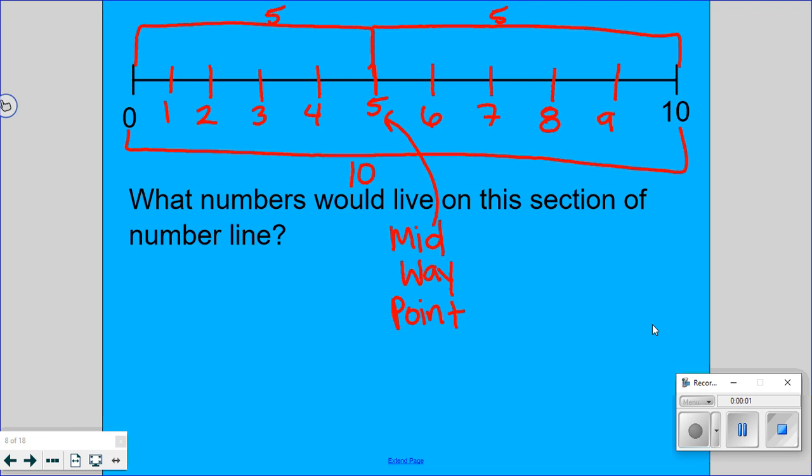Turn to the last page we did yesterday. We were looking at a number line that went 0 to 10, and we talked about how many numbers live on that number line. How many numbers do live on a number line that goes from 0 to 10? Evelyn, how many numbers live on a number line 0 to 10? 10 numbers. How many numbers would live on a number line from 10 to 20?